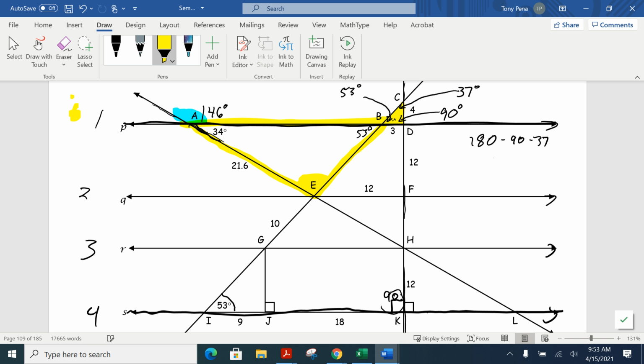So we do our 180 minus 34. That's why he said 180 minus 34 minus the 53. Whatever's left over has got to be this angle that we are looking for. All right, and then that's where he got the 93 degrees from. All right.